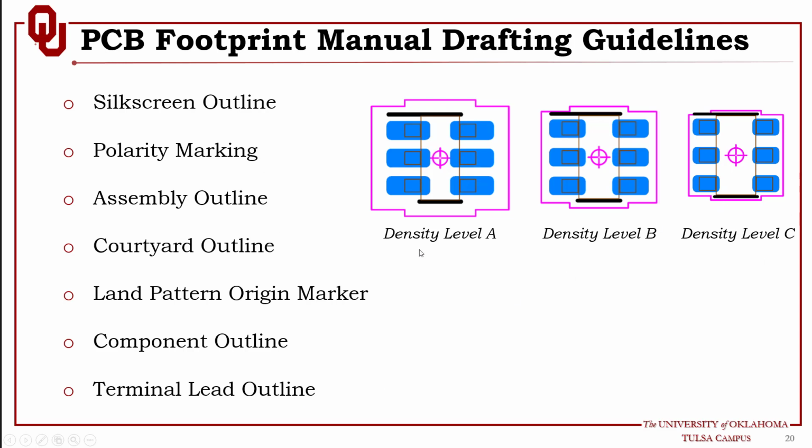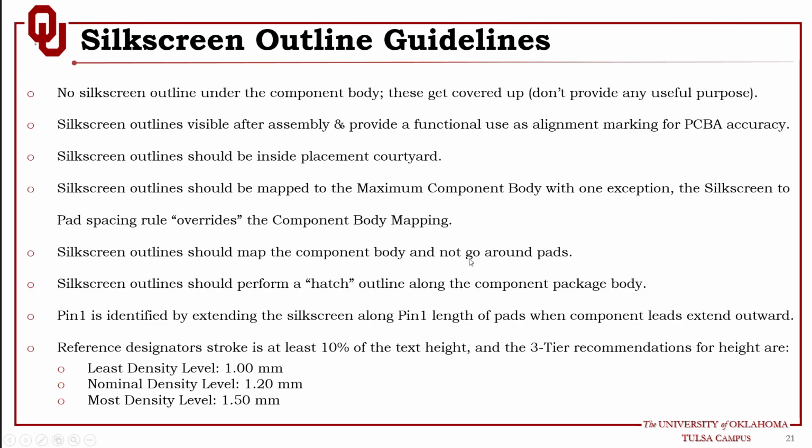Just an example. If you have density level A, B, C, which are high density, medium density, and low density, you see the size of the pad changes. The courtyard spacing also changes, but the assembly outline is the same. It doesn't change because this is the physical size of the component. And these are very nice reference comments or guidelines you can keep.